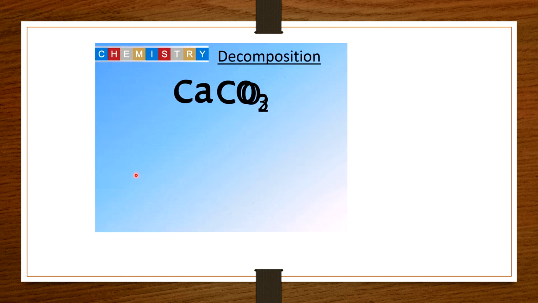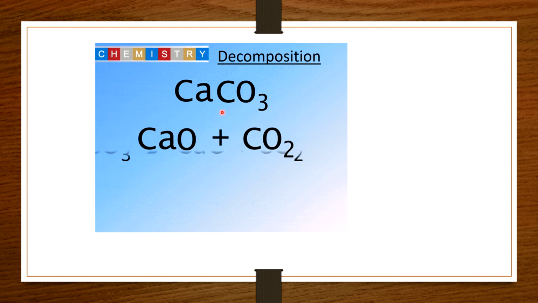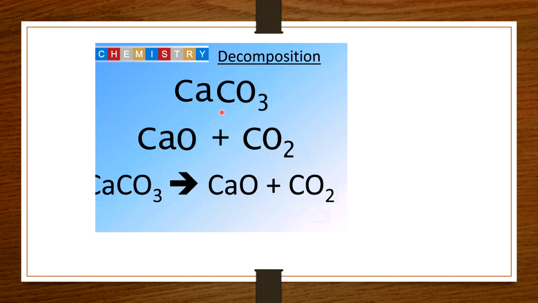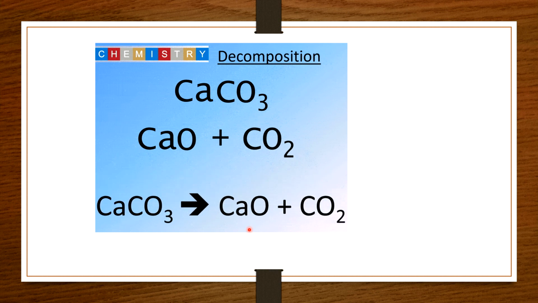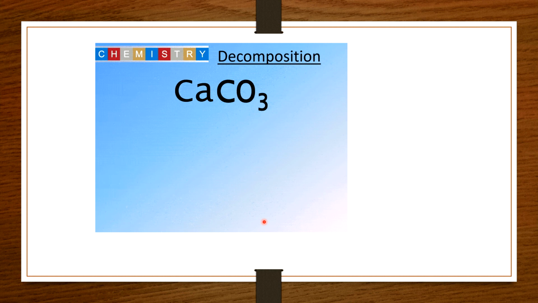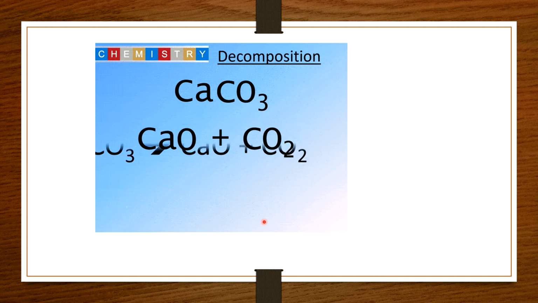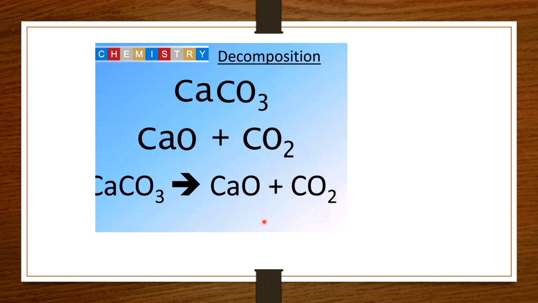Now another example is calcium carbonate, that means CaCO3. This is a single reactant. It gets decomposed and forms two products, calcium oxide plus CO2, carbon dioxide gas. So this type of reaction is also known as a decomposition reaction.